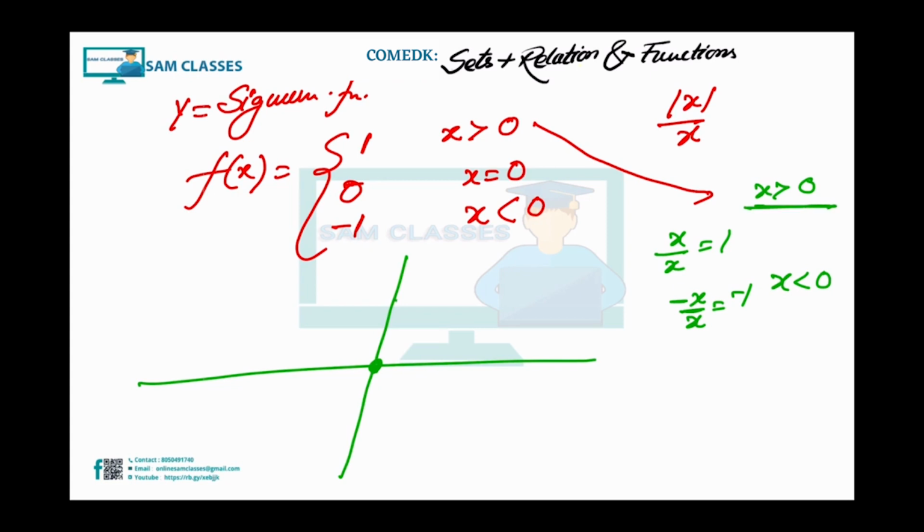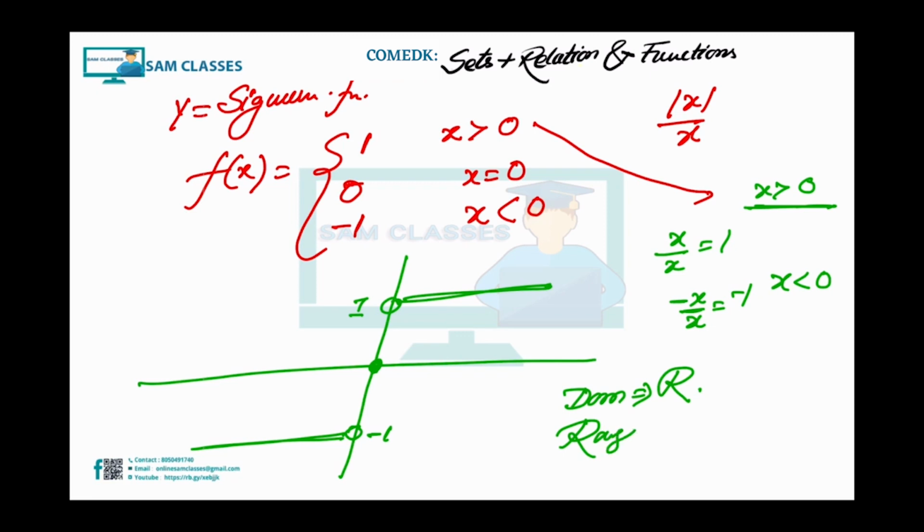For values which are greater than 0, it is 1. And for values which are less than 0, it is minus 1. So it is just taking three values. So the domain is what? You're putting all real values of x, but the range is, we are just getting three values in y, that is minus 1, 0 and 1.